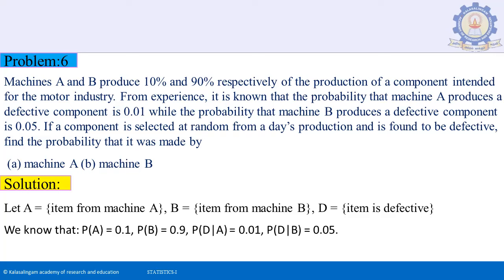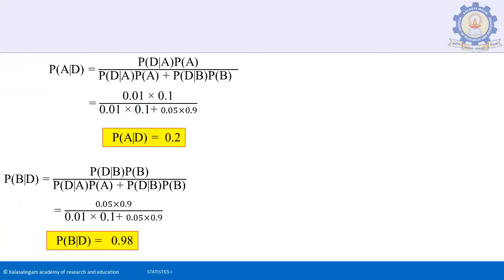The same thing we did in the previous problem, the same thing here. Let A mean the item is from machine A, let B be the item from machine B, and D mean that the item is defective. We know that P of A is equal to 0.1, P of B is equal to 0.9, P of D given A is equal to 0.01, and the probability of D given B is equal to 0.05. So write the formula, the Bayes formula.